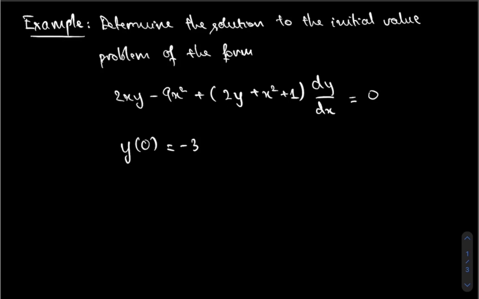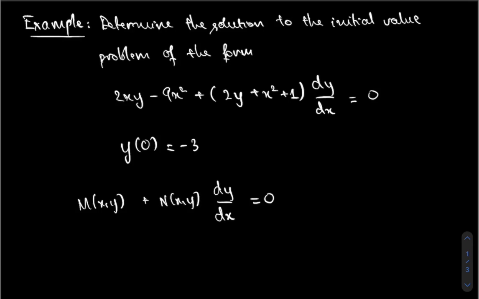For this example, we want to determine the solution to the initial value problem of the form (2xy minus 9x squared) plus (2y plus x squared plus 1) times dy/dx equal to 0. This differential equation is subjected to the initial condition y(0) equal to negative 3. We observe that this differential equation can be written in the form of M(x,y) plus N(x,y) times dy/dx, and this is not separable. So therefore, we can think about the exact differential equation technique.